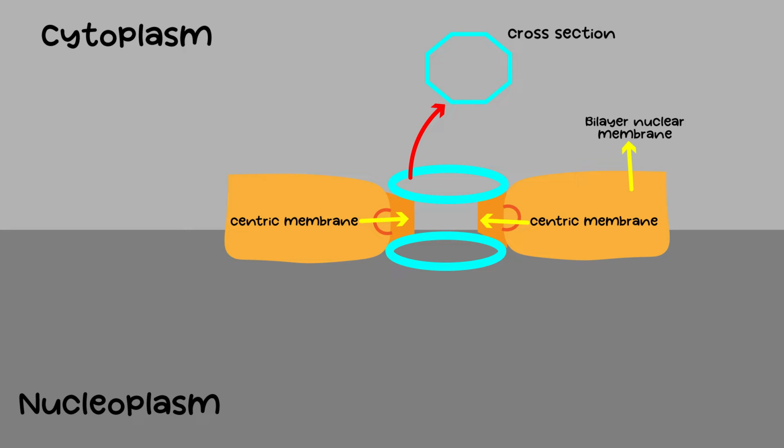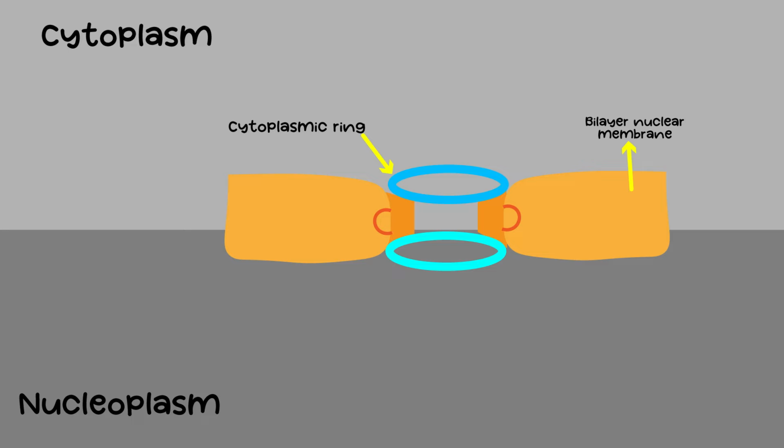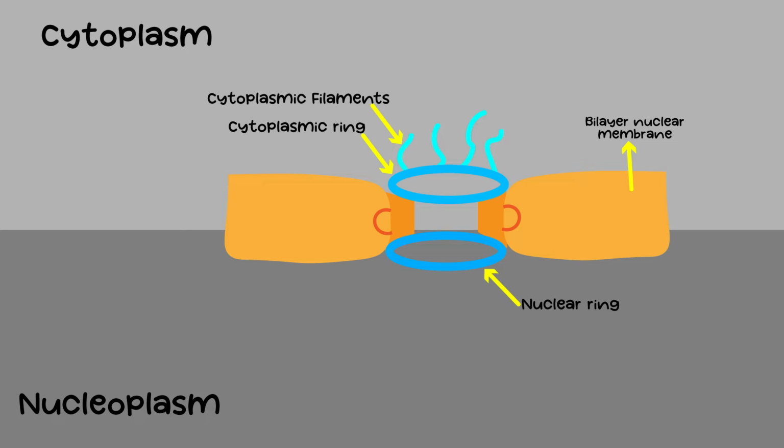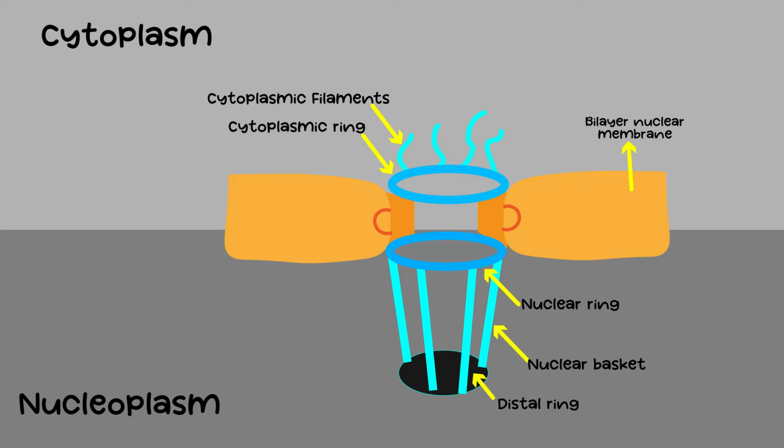First of all, the cytoplasmic ring is united with about 8 cytoplasmic filaments, which play a major role in importing molecules inside the nucleus. The second ring is called the nuclear ring because it faces the inside of the nucleus, and it is bound to the nuclear basket, which is the key element for exporting molecules to the cytoplasm. Between the cytoplasmic ring and the nuclear ring is the central channel.